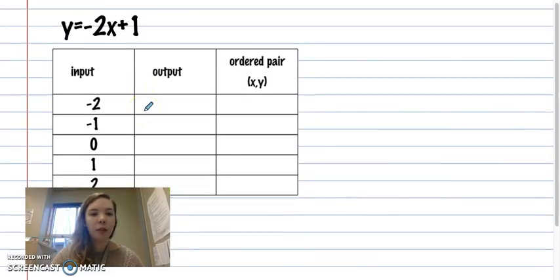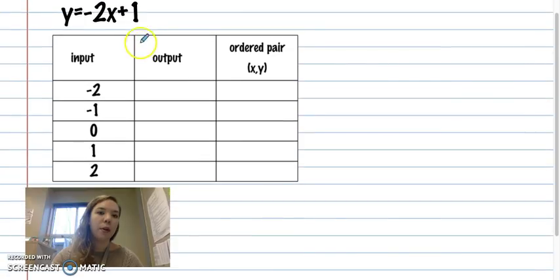Okay, we're going to try another one. This one also happens to be a line, but again, they won't always be. But I'm going to plug in -2 for x. So -2 times -2 is +4. 4 plus 1 is 5. -2 times -1 is +2 plus 1 would give me 3. -2 times 0 is 0 plus 1 is 1. -2 times 1 is -2 plus 1 is -1. And -2 times 2 is -4 plus 1 is -3.